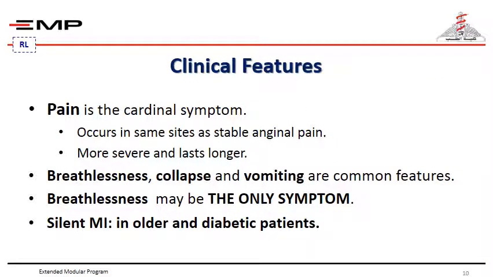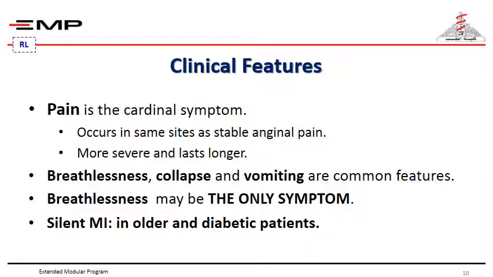Clinical features of acute coronary syndrome. Pain is the cardinal symptom. Pain occurs in the same sites as stable anginal pain, but tends to be more severe and lasts longer. Breathlessness, collapse, and vomiting are common features.